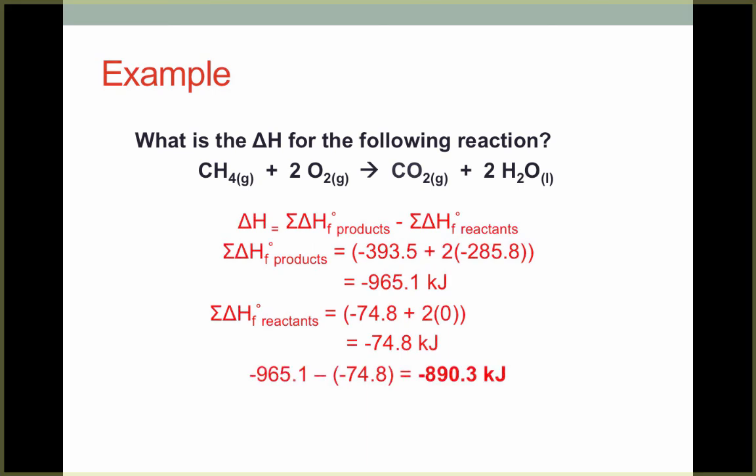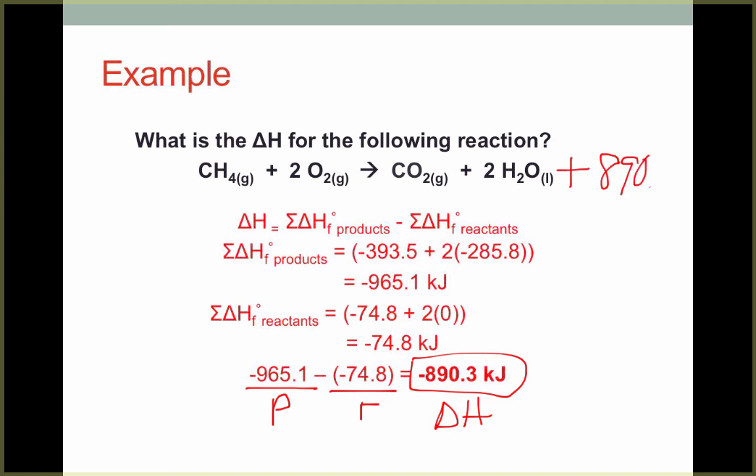Putting the pieces together, we subtract our delta H of formation of our reactants from our delta H of formation of our products, and we get a delta H of negative 890.3 kilojoules. In other words, when 1 mole of CH4 reacts with 2 moles of oxygen to form 1 mole of CO2 and 2 moles of liquid water, 890.3 kilojoules are released. Recall, we can write this as a product, since it is an exothermic reaction.